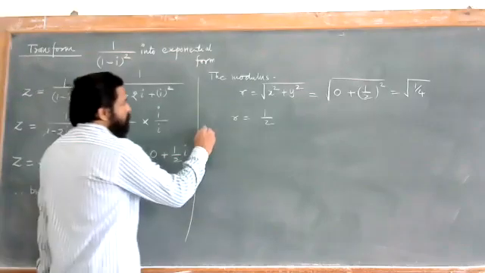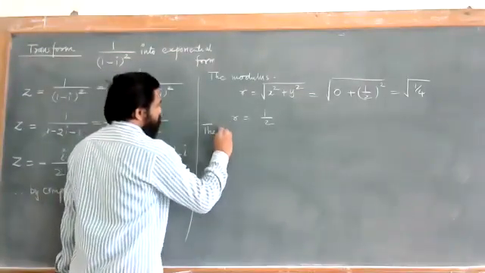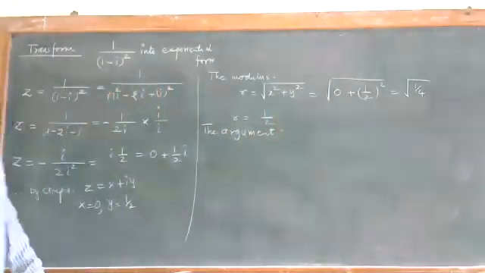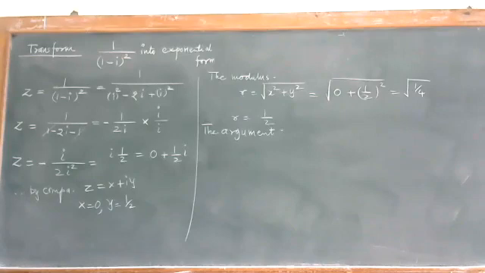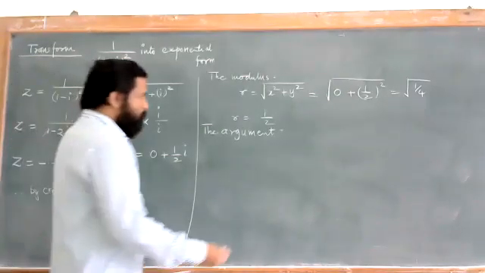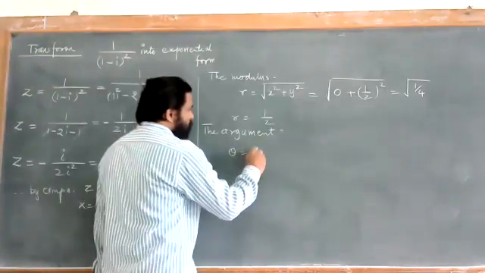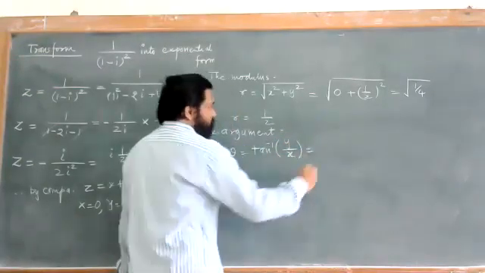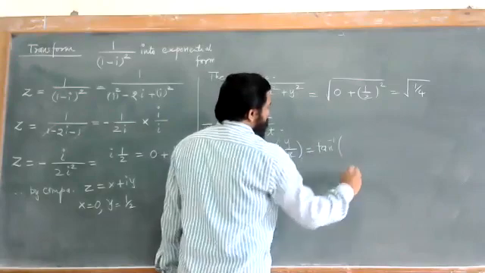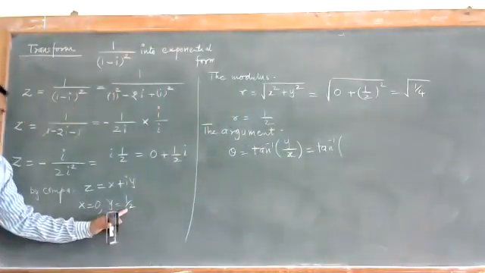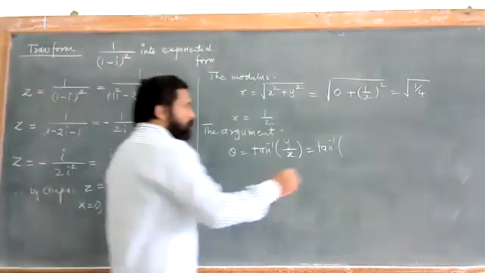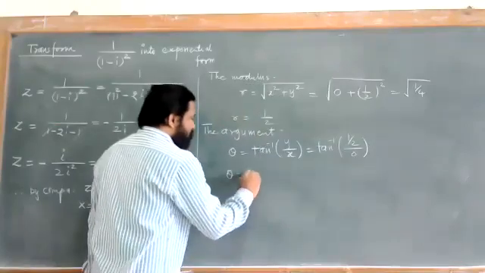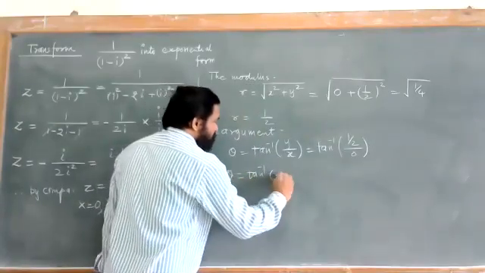What about the second thing? The second thing is the argument. Okay, now we have to calculate the value of the argument, and that argument is nothing but theta is equal to tan inverse y by x. So this is tan inverse value of y. What is the value of y? Is 1 half, that is divided by 0. So theta is equal to tan inverse infinity.